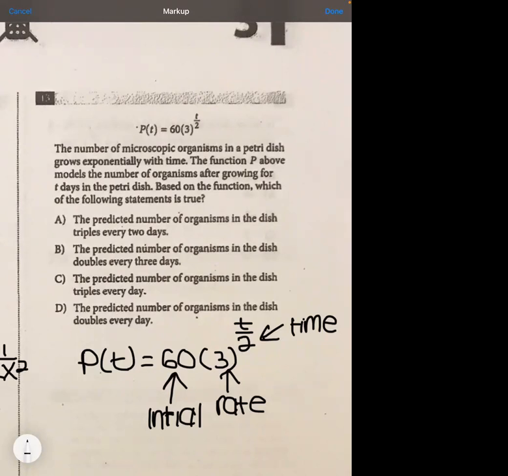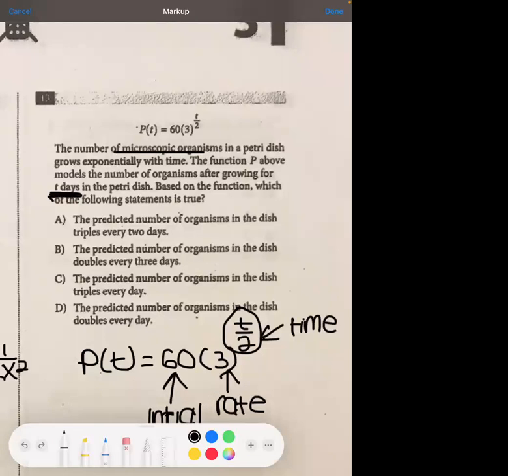You guys could copy this down because this is the same for all exponential equations. So initial, rate, and time, that's how you're supposed to write it. In this case, t, as stated above, is representing days. So we could see that in 2 days, the microorganisms increase at a rate of 3.